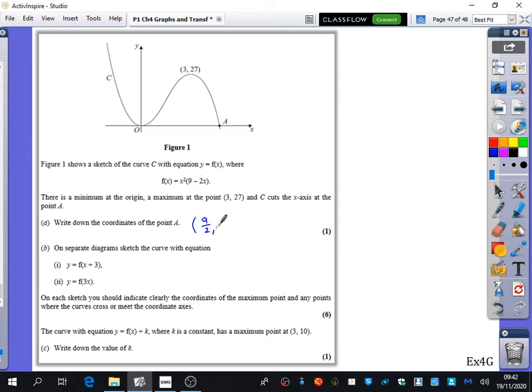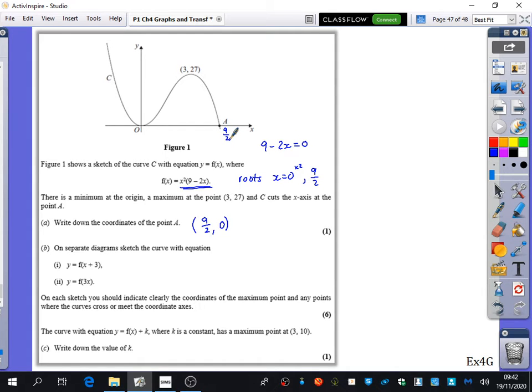9 over 2, 0. Because we know from this equation that we've got here, the roots are x equals 0, and that one is a repeated root. And the other one is when 9 minus 2x equals 0, which is when x is equal to 9 over 2. You're solving 9 minus 2x equals 0, which gives you 9 over 2. So this coordinate here is 9 over 2, or 4.5.